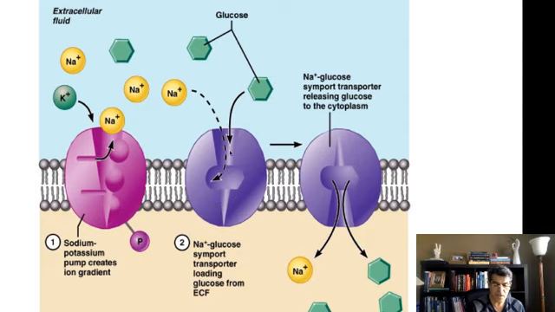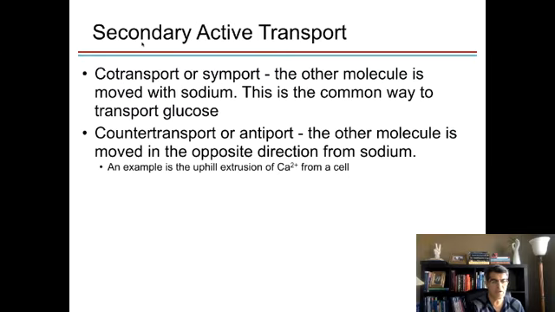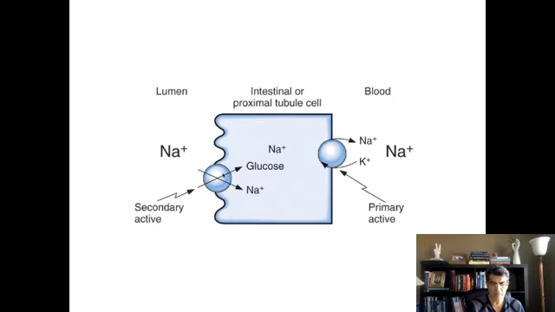Again, the function of this pump depends on the function of the sodium-potassium pump here. Therefore, we call this one a secondary pump because it doesn't break down ATP directly, but depends on this pump that breaks down ATP itself. Now, we have two different types of secondary active transport. Look at this picture. Technically the same picture you saw a few minutes ago.